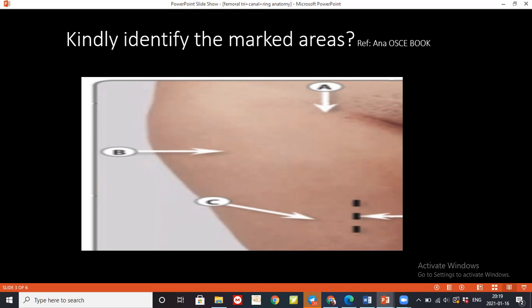And there is another term, muscular lacuna. What do you understand by these terms? The vascular is the sheath which is covering the vessels. Where is it located? It is in the medial part, behind and below the inguinal ligament. So what does it include? What are the contents?